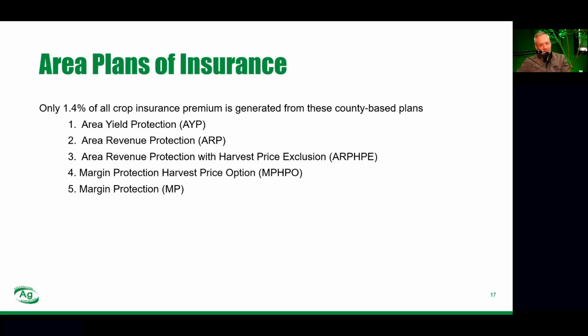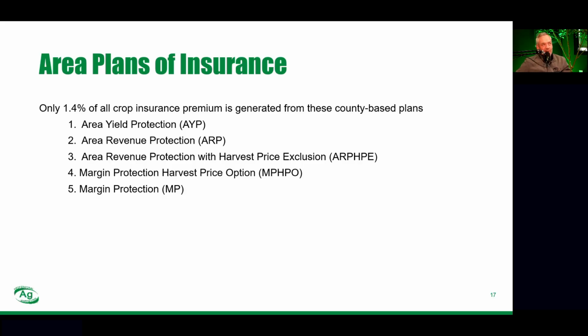The area plans are the other aspect of the plans of insurance. All those were individual. These are area, meaning it's not going to matter what happens on your farm. These are going to be a county-based coverage. And we have an area yield plan, an area revenue plan, and then margin protection products as well.